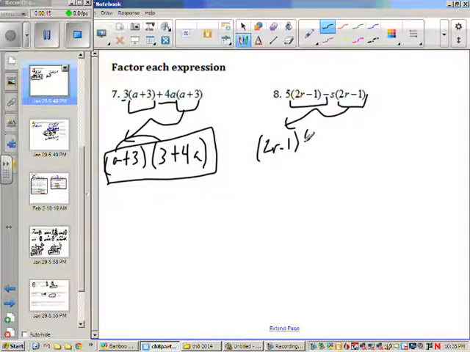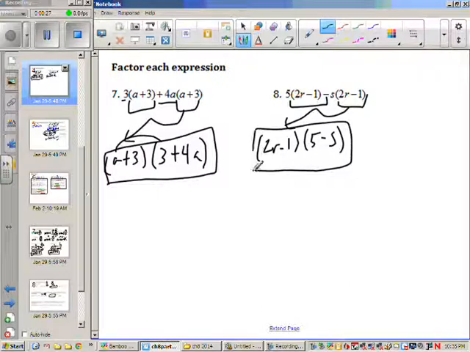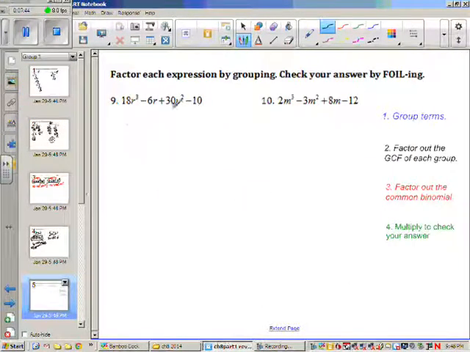And that leaves behind 5 minus s. I suggest you don't use the letter s, especially when a 5 is involved as a variable, because it gets kind of messy. There's our factored expression. Now this one we're going to take a few steps here.